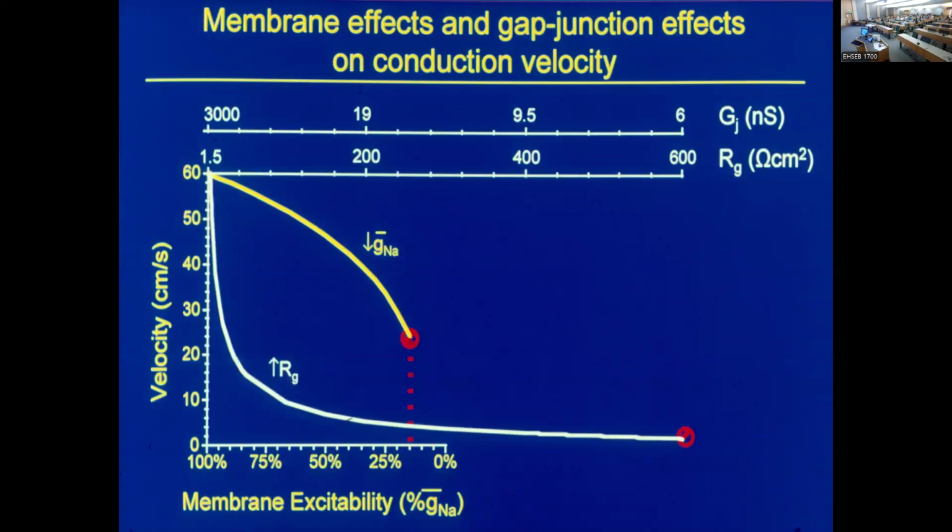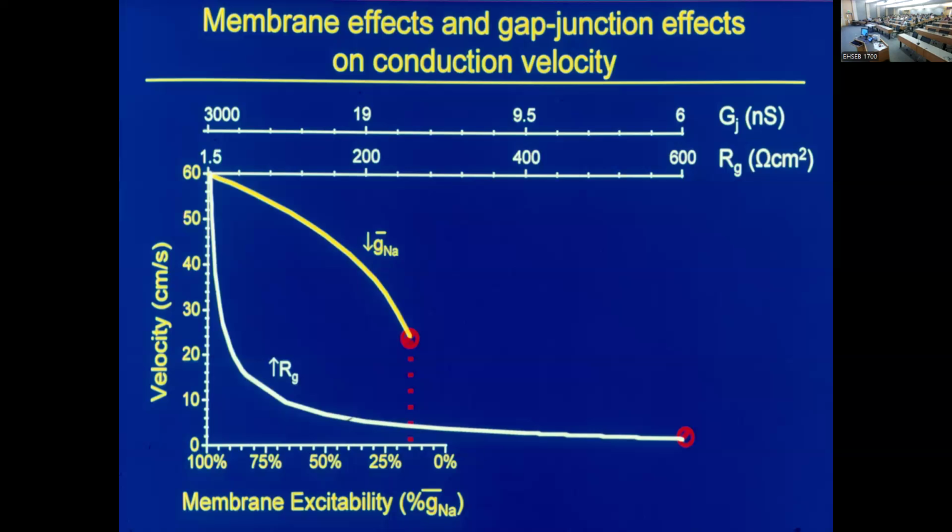So there are two ways to affect conduction velocity. One of them is by changing the membrane excitability. That is, membrane excitability is the available sodium channels. Sodium channel availability determines excitability, okay? So one of them is to reduce sodium channel availability or excitability, and the other is to increase the gap junction resistance or reduce gap junction coupling. Both of those will slow conduction. But there are major differences between them as far as the outcome.